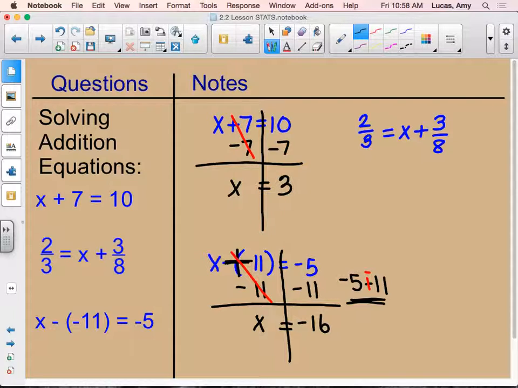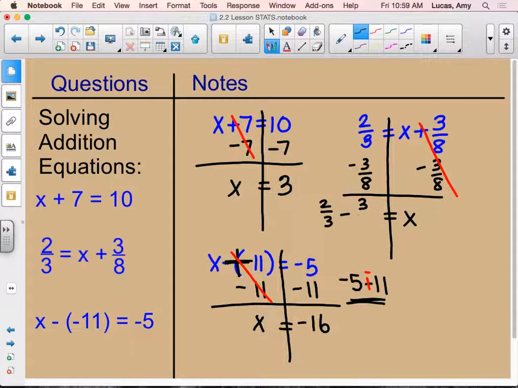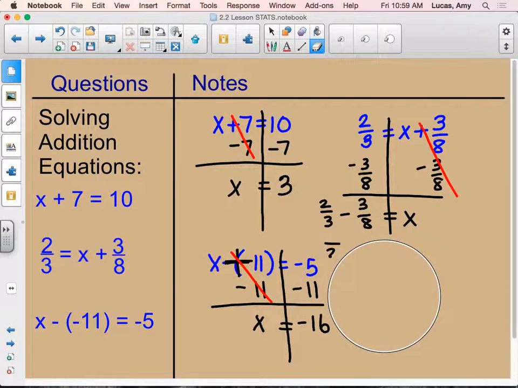Okay, now the second example, clearly more difficult because we've got fractions involved. So my variable has 3/8 being added to it, so I need to subtract 3/8 on both sides. Now, when I subtract 3/8, this becomes a more complicated problem because 2/3 minus 3/8, in order to subtract fractions, we have to have common denominators. So the common denominator to use for the 3 and the 8 would be 24. So I need to change both fractions here to get 24 in my denominator.